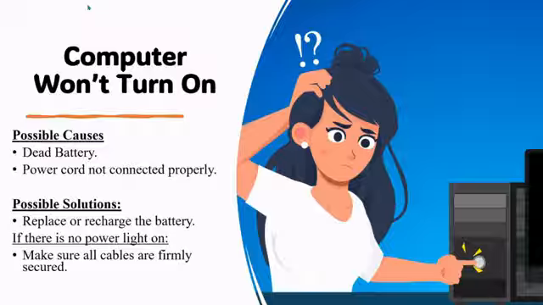If the battery is dead, or maybe it could be a bad battery as well, then you might need to replace the battery or recharge the battery. If there is no power light on, then you have to ensure that all the cables are firmly secured, so the cables are connected properly.